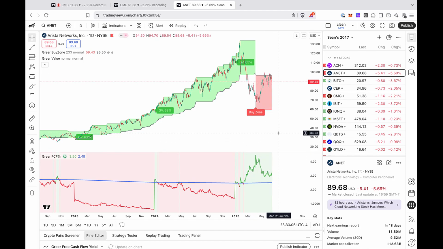So hopefully this is helpful for you with your investment journey, a tool that you can use to your advantage.